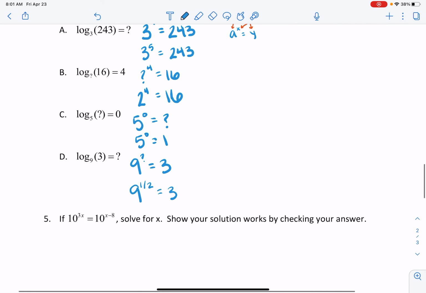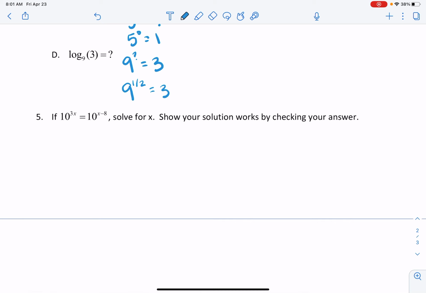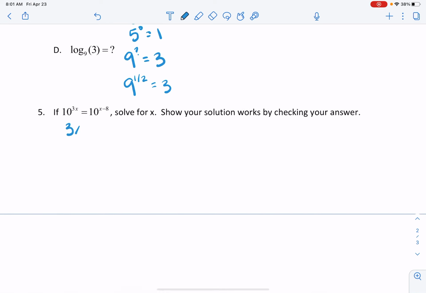Okay. And then for number 5, it says if 10 to the 3x power is equal to 10 to the x minus 8 power, solve for x. So because these both have that same base 10 here, 3x and x minus 8 are going to be equal to each other. So we're just going to set those equal to each other to solve for x. So 2x is equal to -8, divide by 2, so x is equal to -4.